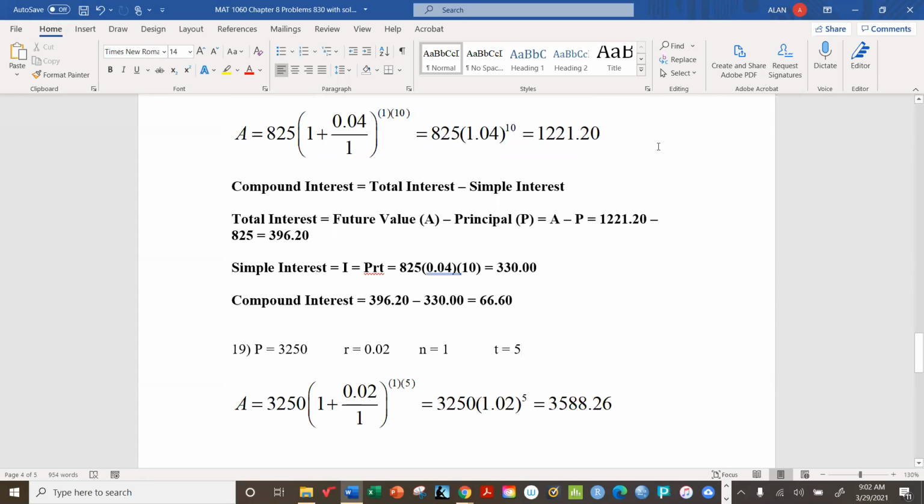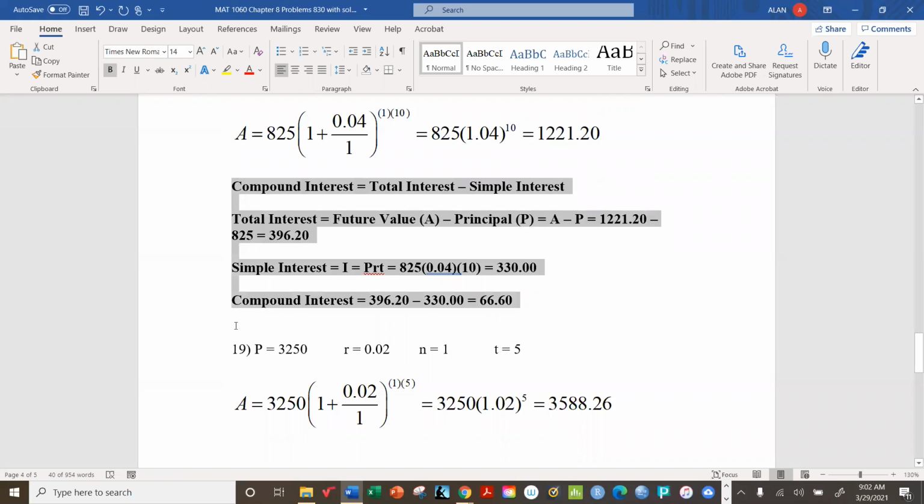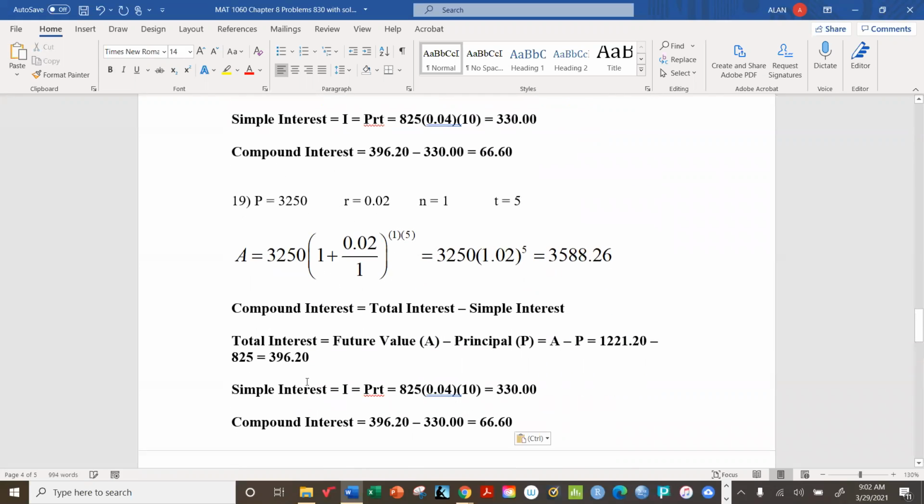All right, you know what the rest is. We're going to follow this exact same procedure every time, so I'll just copy these, and then we'll fill in the new numbers, okay? So here the future value turned out to be, as we saw, 3588.26. The principal was 3250, and the difference between those two is 338.26.